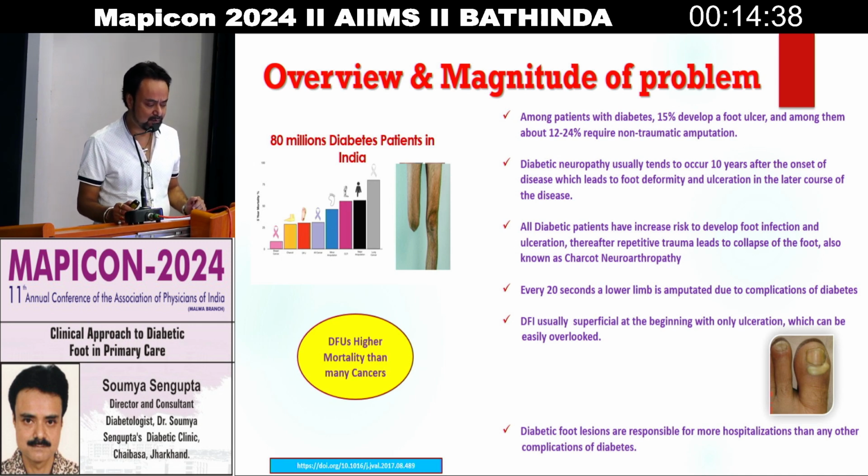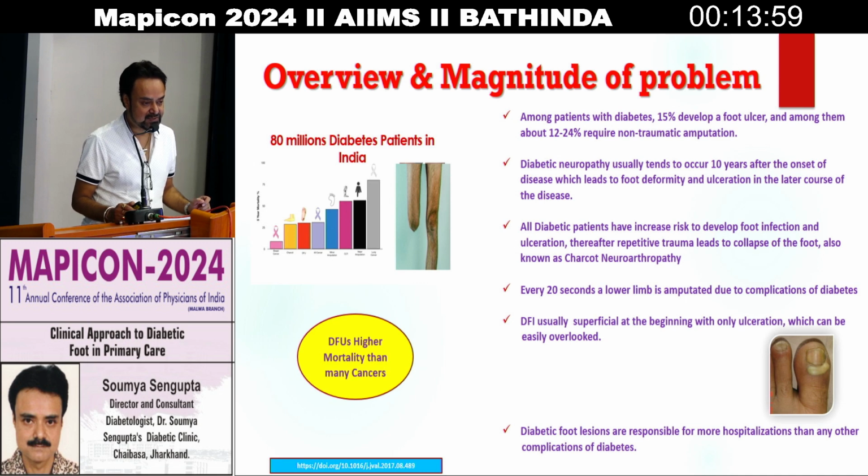If you look at the overview and the magnitude of the problem, among patients with diabetes, 15% develop a foot ulcer, and among them about 12 to 24% require non-traumatic amputation. Diabetic neuropathy usually tends to occur 10 years after the onset of the disease, which leads to foot deformity and ulceration in the later course of the disease. All diabetic patients have an increased risk to develop foot infection and ulceration. Thereafter, repeated trauma leads to collapse of the midfoot, which is also known as Charcot neuroarthropathy. Every 20 seconds, a foot is lost due to complication of diabetes globally.